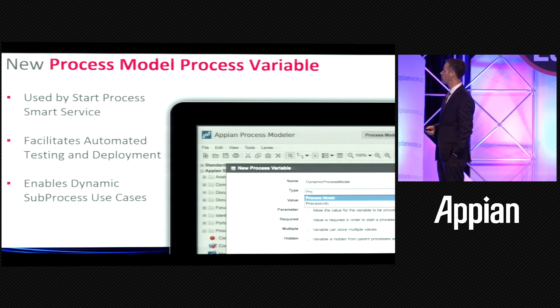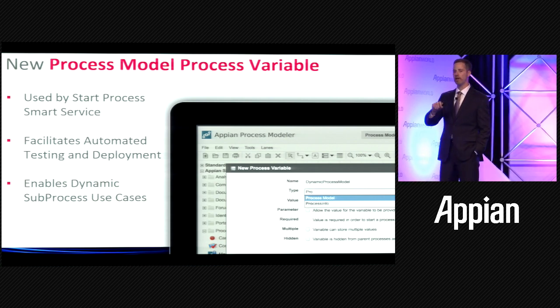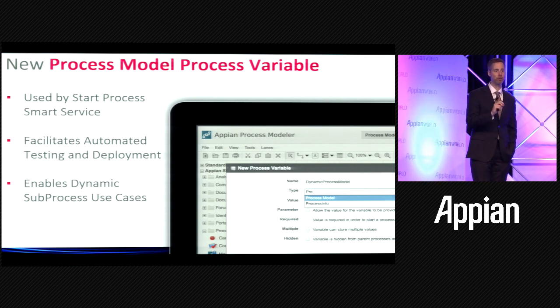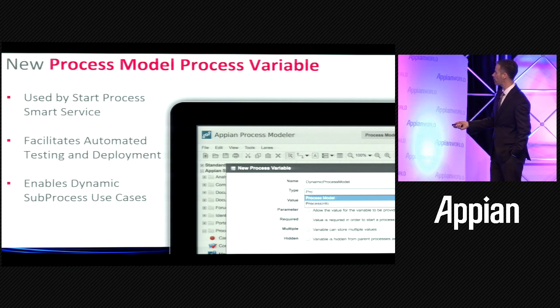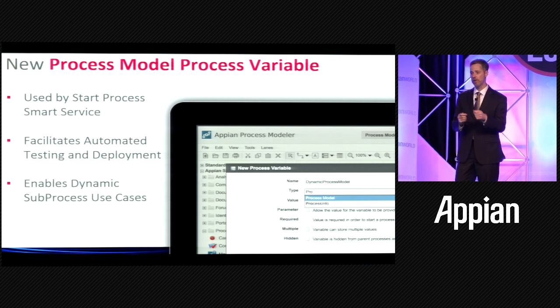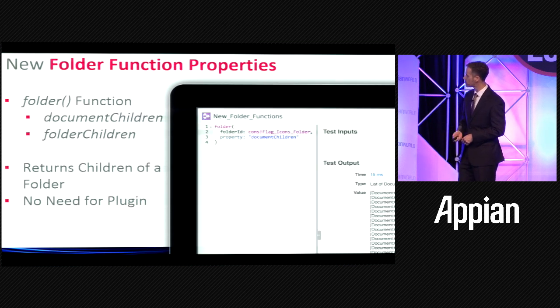Next, new process model variables. To support the dynamic sub-process smart service, it required us to introduce a new variable type called process models. By having a process model variable type, I can now have a rule drive the contents of that variable. So I can say, if user requests came in from Asia, then select the Asia process model to dynamically start inside the sub-process or the Start Process. Enables those dynamic sub-process use cases.